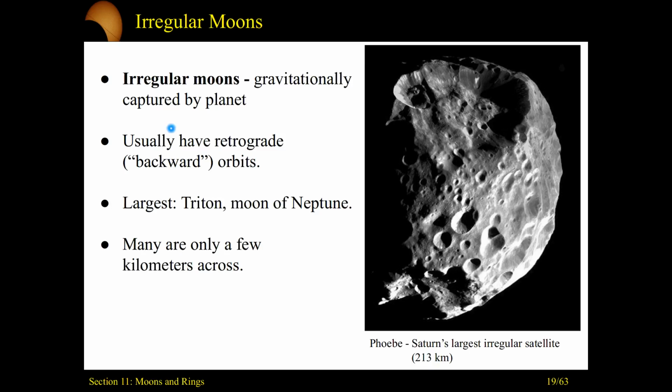One of the primary characteristics that tells us if it's an irregular moon is its retrograde, or backwards, orbit. And that comes back to this concept of being a captured object. The largest out there will be a moon of Neptune called Triton. And these things can range from a few to literally hundreds of kilometers in diameter.